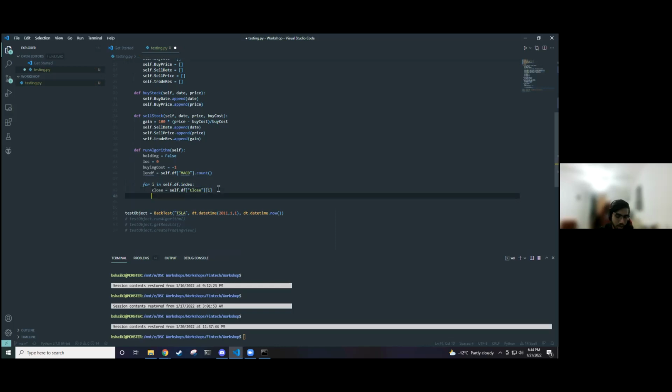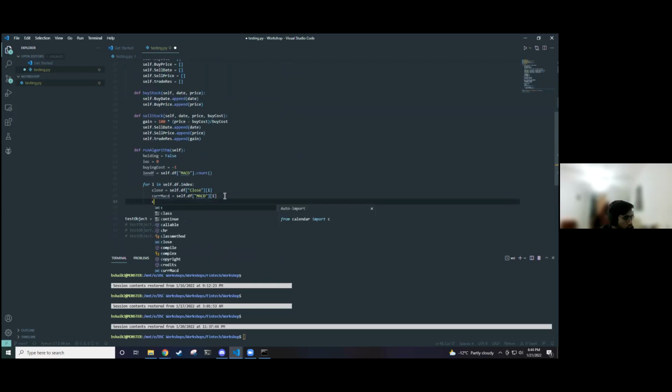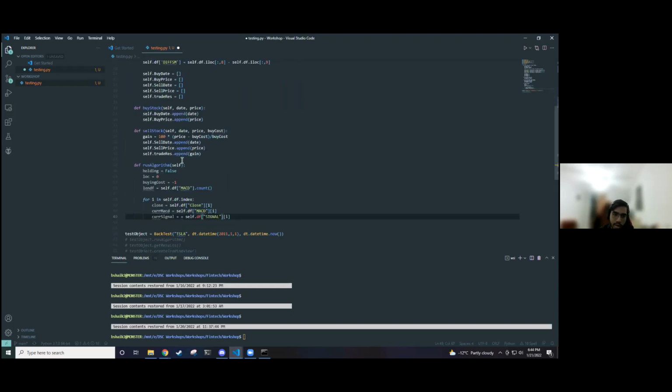Do a very similar thing for the current MACD. You can just copy paste that if you want. And here you would just say MACD, referencing this. And you do current signal, referencing this. So with this, oh, there's an extra equal sign there. But yeah, now you have all the data needed to make a decision.